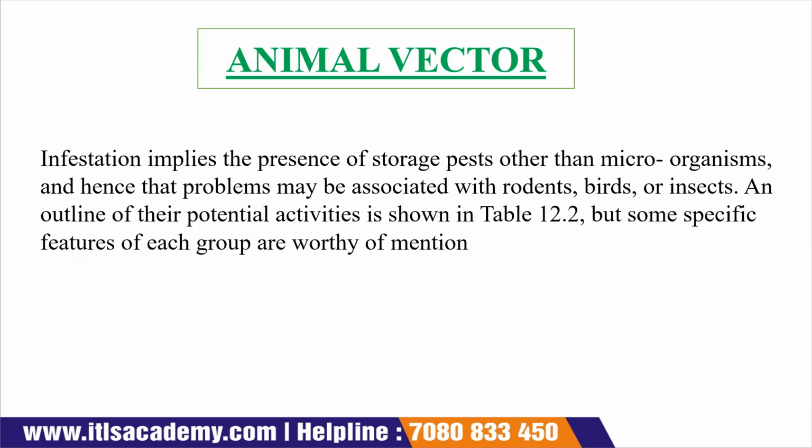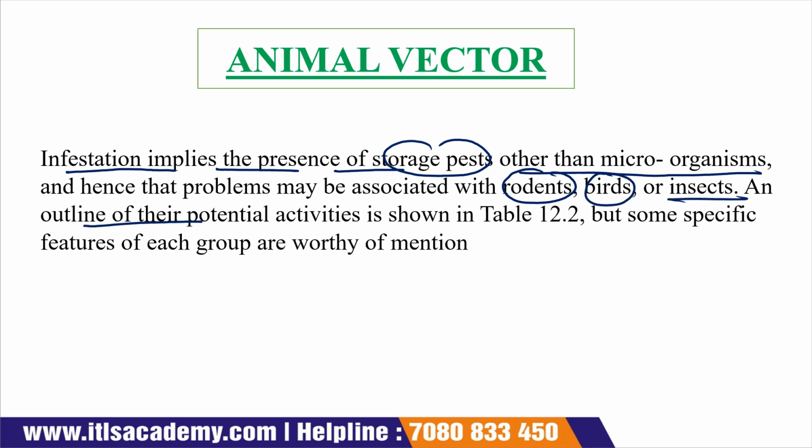Now the next is animal vectors. Infestation implies the presence of storage pests and sometimes things other than microorganisms, which lead to problems associated with rodents, birds, or insects. So, an outline of their potential activities, which we'll discuss in the table next, but some specific features of each group are worthy of mention.